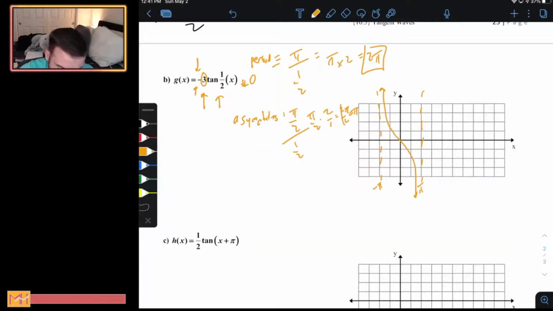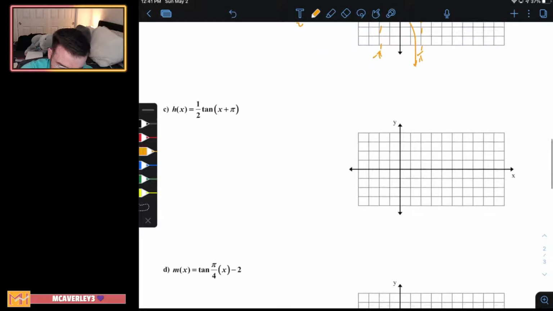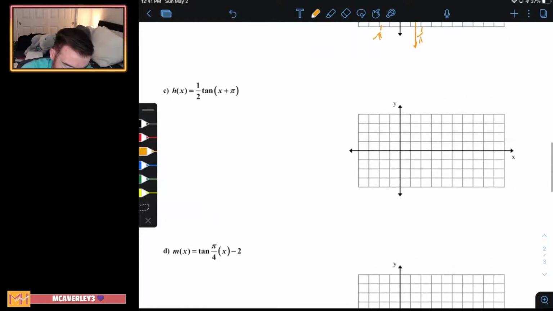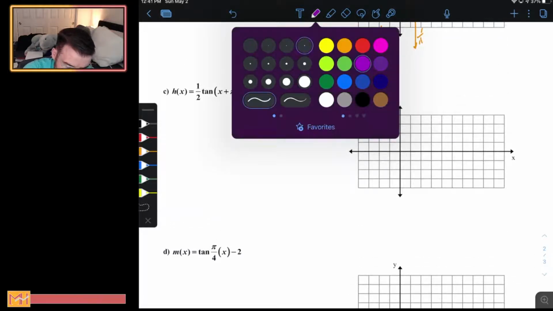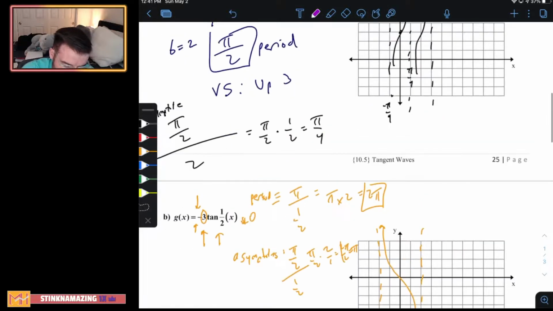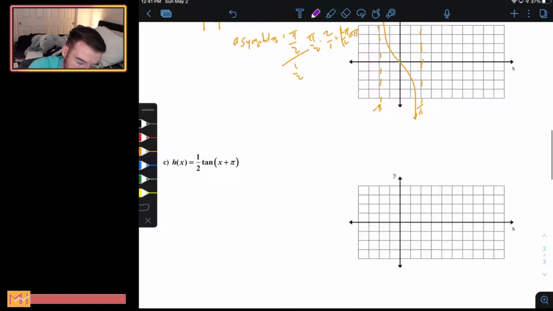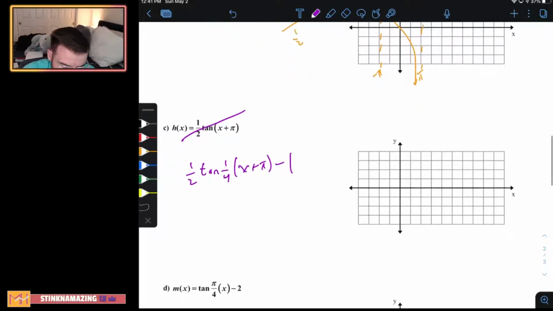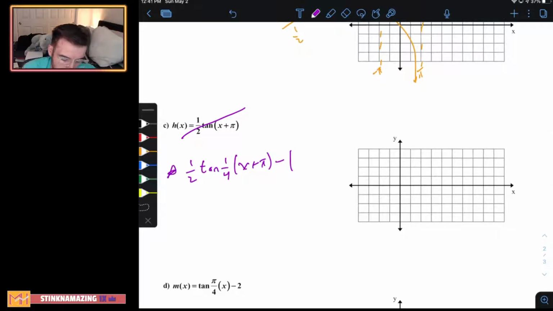So let's have you do one here on your own. Let's do this one here. I wish I would have had you do that one. Can I change this one a little bit? Let's keep it 1/2. Let's just add in something, okay? Let's add in a 4th here, x plus pi, and then we'll do -1 there. Let's make it a little more intense.